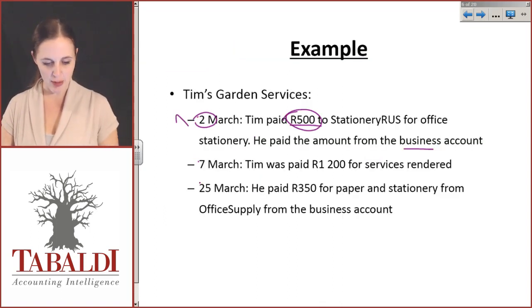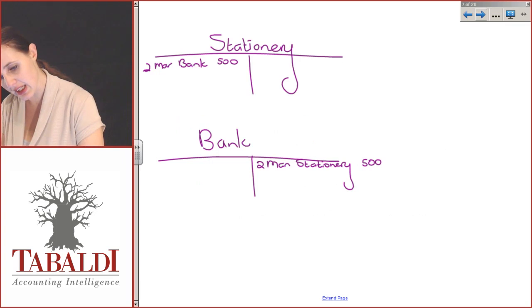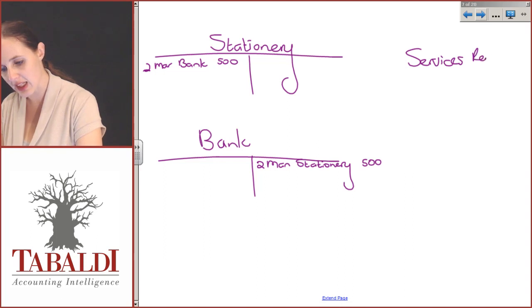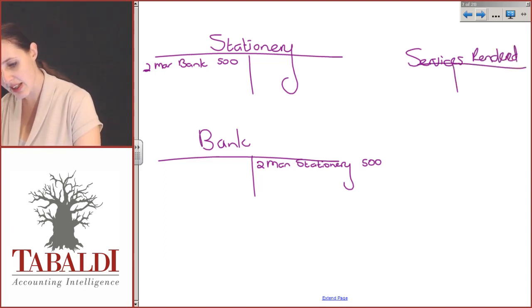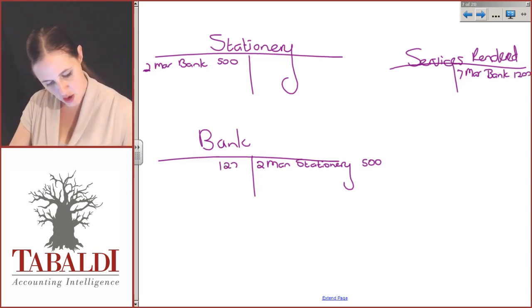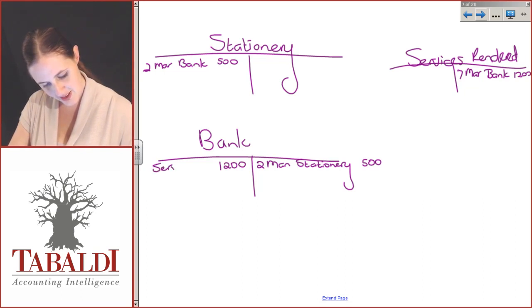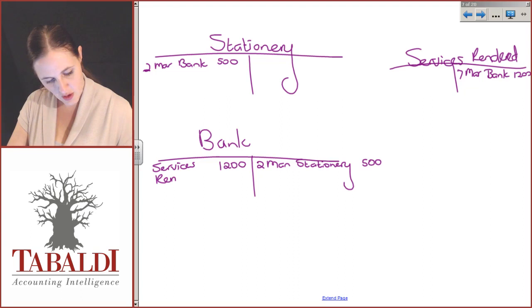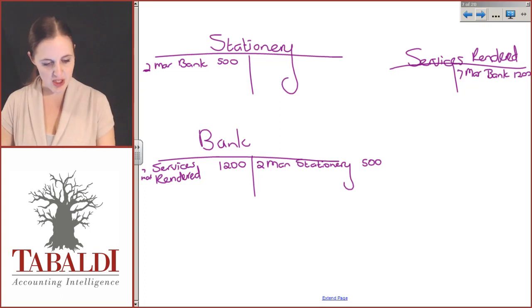Number 2, on the 7th of March, he was paid 1,200 Rand for services rendered. So let's take an account over here, services rendered, and we have our debits and credits, and this was the 7th of March. And he would have put the money in the bank, and that came to 1,200. That means that this would be debited with 1,200, his services rendered. Okay, so his services rendered on the 7th of March, oh, handwriting's awful, would have been debited. So we have an account, and we have a debit and a credit.